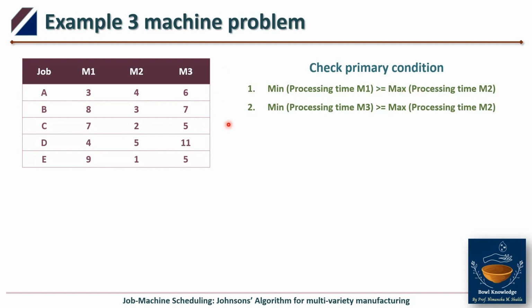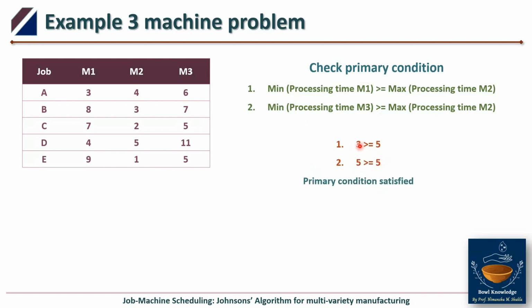So my first condition is not getting satisfied. Now we will also check the second condition, because one of the two is necessary. So what does the second condition say? Minimum processing time of M3. What is the minimum of M3? The minimum of M3 is 5. There are 2 values but the minimum is 5. So 5 is greater than or equal to the maximum of M2. The maximum of M2 is again 5. So 5 is greater than or equal to 5. So my first condition is not satisfied, but my second condition is satisfied.